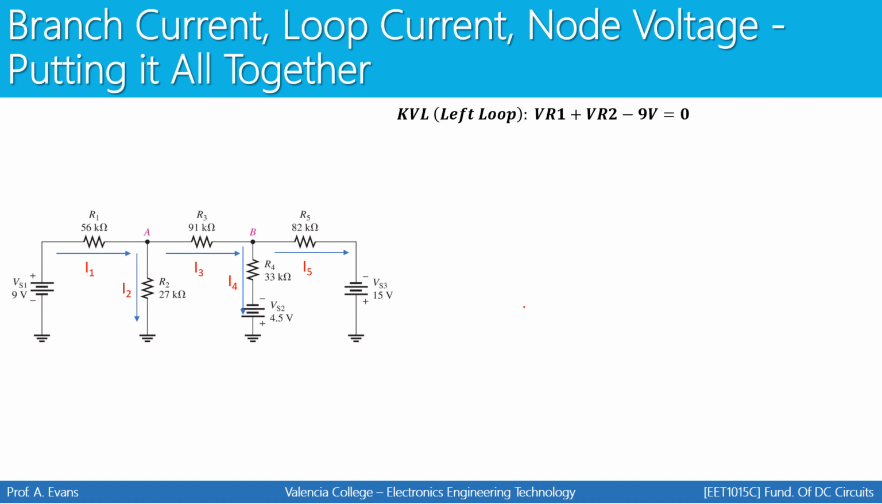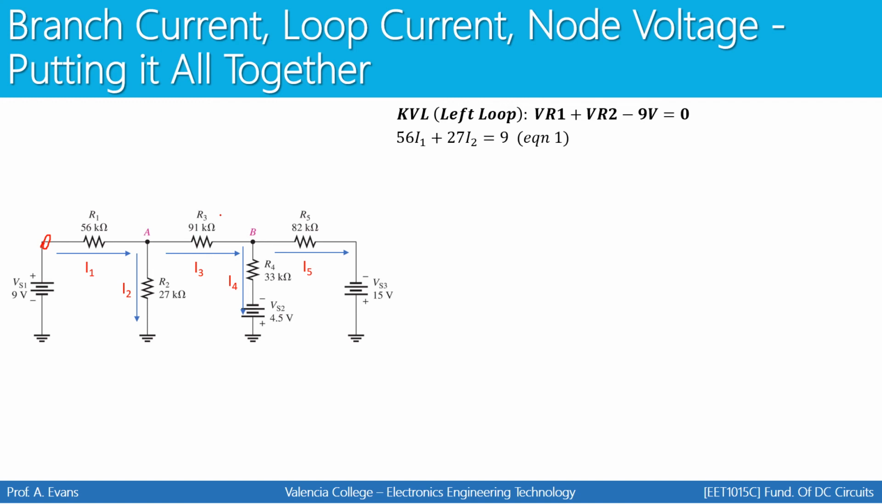So for the left loop, here's my KVL. If I start right here and go around the loop clockwise, that's the equation you'll get. VR1 plus VR2 minus 9 equals 0. Then I can simplify this equation by plugging in values for VR1 and VR2. That gives me my first equation.